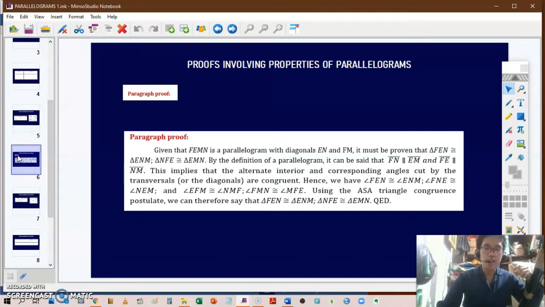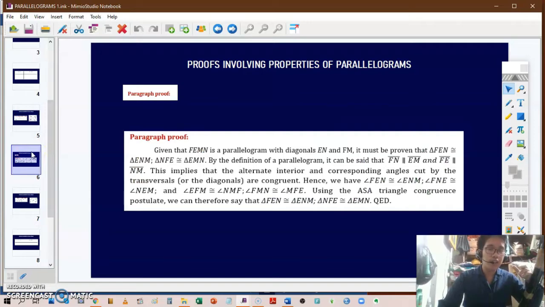Given FEMN is a parallelogram with diagonals EN and FM, it must be proven that triangle FEN is congruent to triangle ENM and triangle NFE is congruent to triangle EMN. By definition of a parallelogram, it can be said that line segment FN is parallel to EM, and line segment FE is parallel to NM, because parallelograms have two pairs of parallel sides.